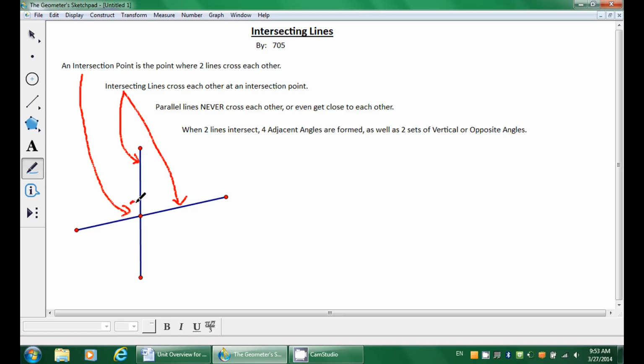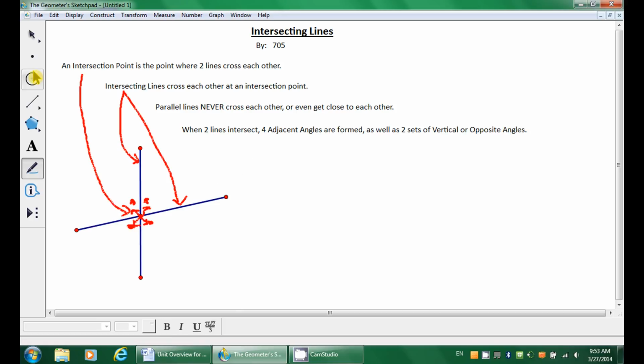So that is this angle, this angle, this angle, and this angle, as well as two sets of vertical or opposite angles. So the vertical angles are across from each other. They are called opposite angles or vertical angles. And there we go. Okay, a little bit messy, but that's okay.